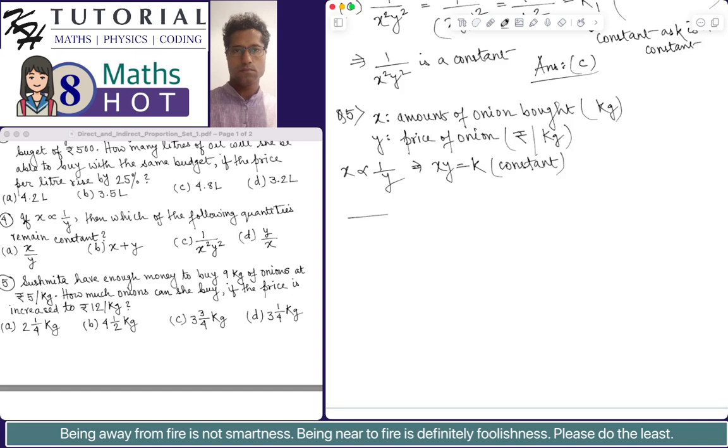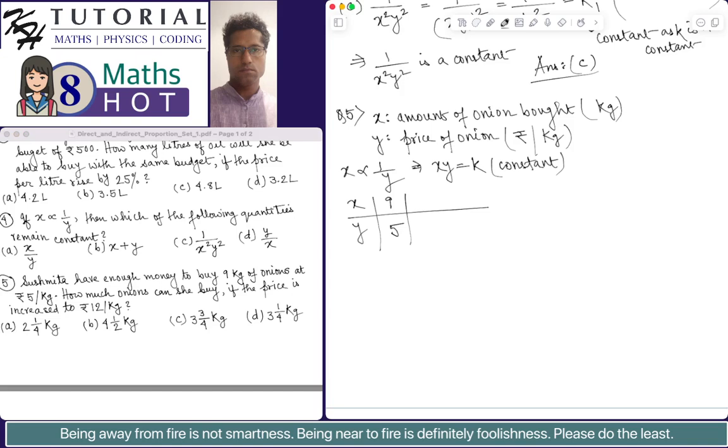Now based on the given information in the problem, let's create a table. So first it says that Sushmita has enough money to buy 9 kg of onions at rupees 5 per kg. So when the price of onion was rupees 5 per kg, the amount of onion Sushmita was able to purchase was 9 kg. So we have 9 and 5. Now it is asking how much onions can she buy if the price is increased to rupees 12 per kg.